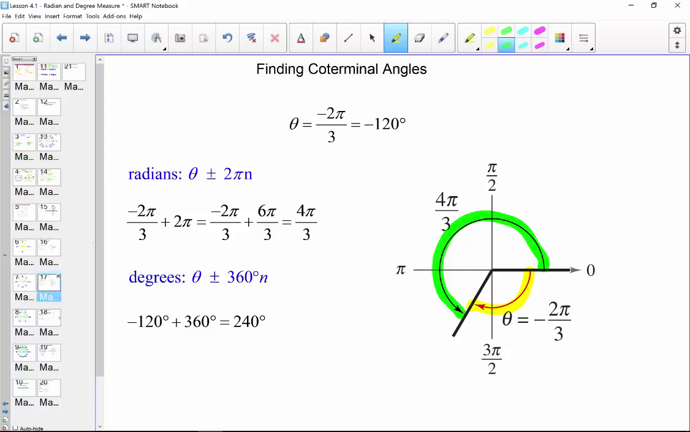Equivalently, looking at it in terms of degrees, since negative 2 pi over 3 equals negative 120 degrees, and we want to get to a positive angle in degrees, we're going to add 1 revolution of 360 degrees. So negative 120 plus 360 equals 240 degrees. Again, we can verify that by looking at the diagram to the right.